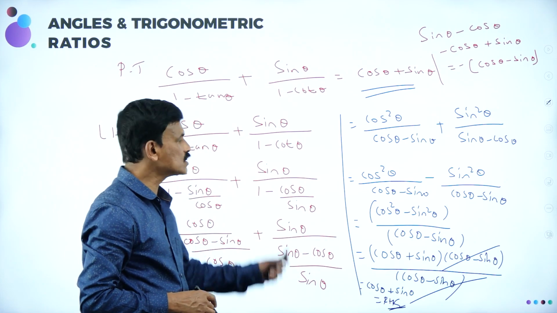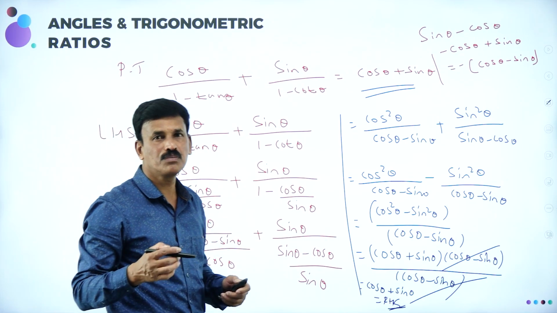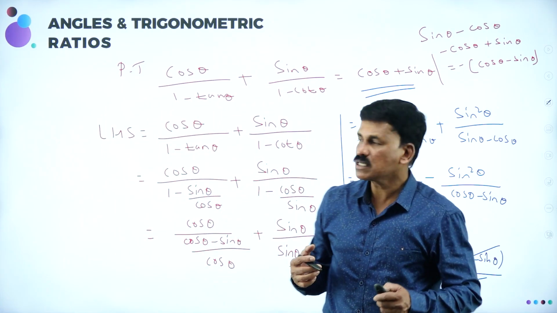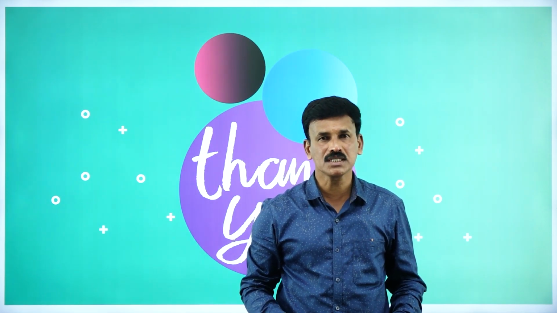That's it. So this is how we are going to solve this problem. Hope you followed. So these are a few problems based on trigonometrical ratios and the identities. So that's all regarding today's session. Let us meet with a different concept in the next session.